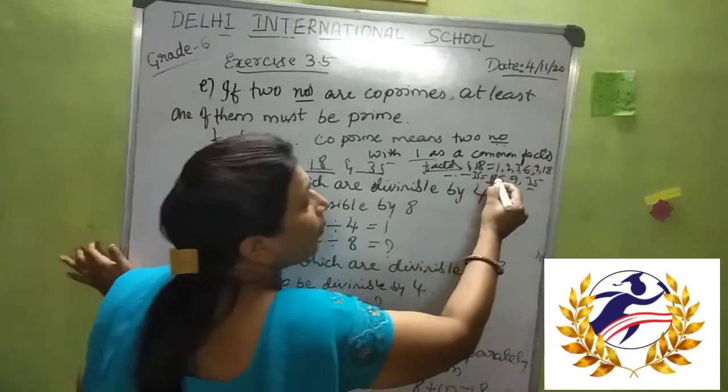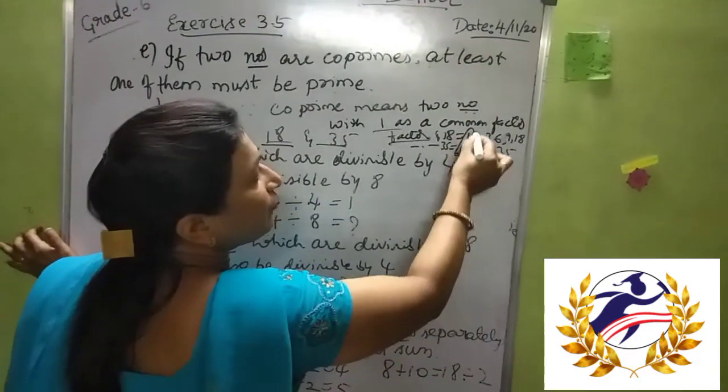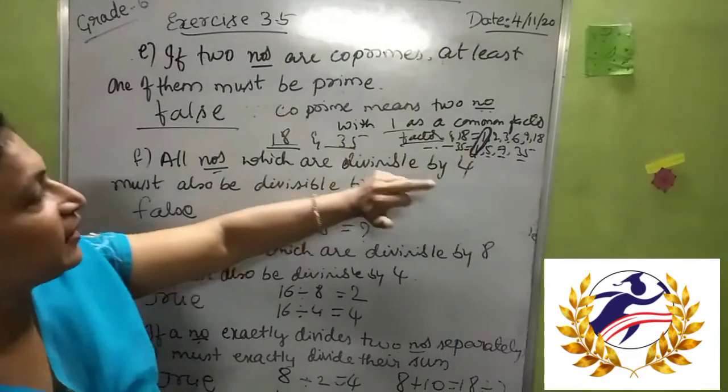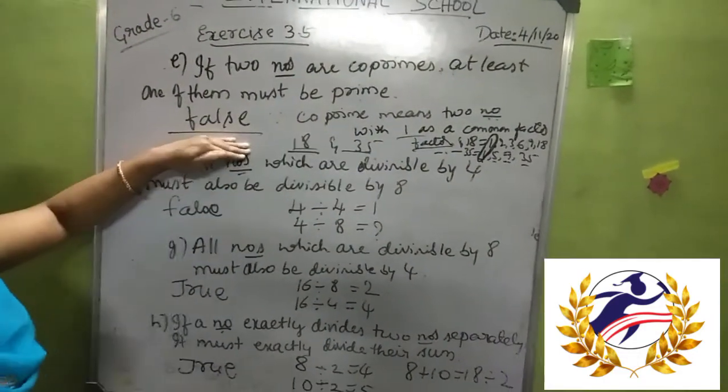So when we see the common factor, only 1 is the common factor in both, isn't it? So only 1 is the common factor. That's why it is a false statement.